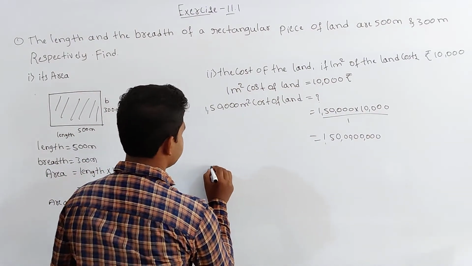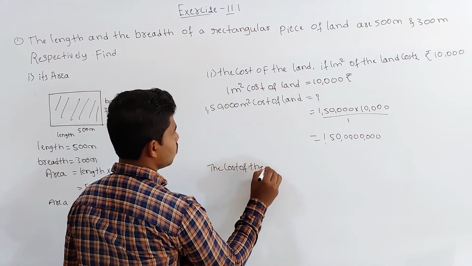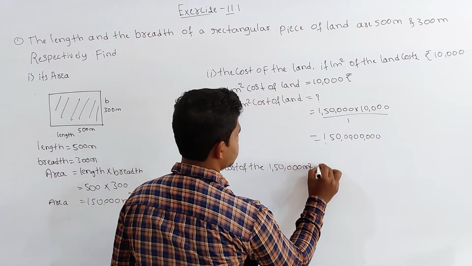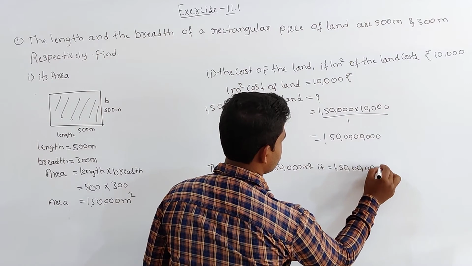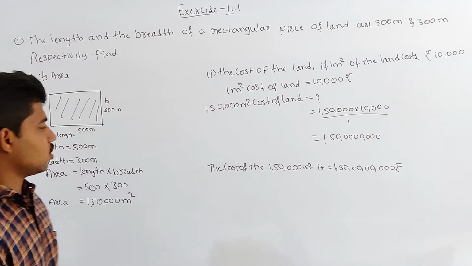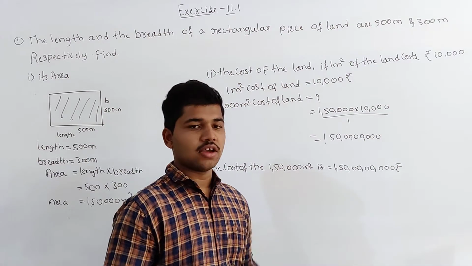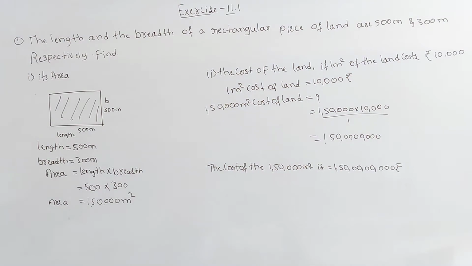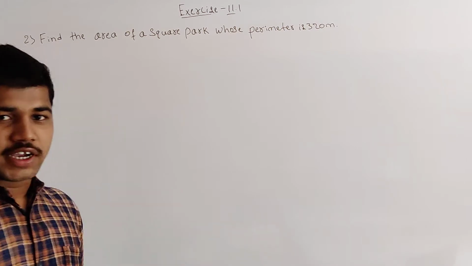The cost of the 1,50,000 meter square is 1 million 50 lakh rupees. You get the answer. Now I completed the first question. Look at the second question.